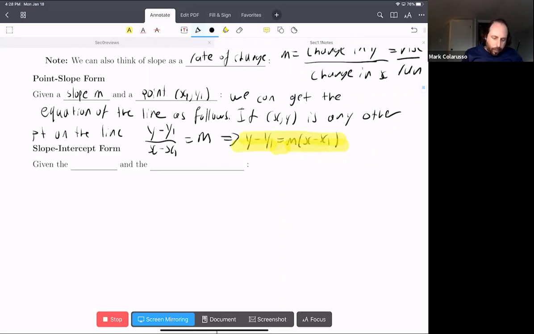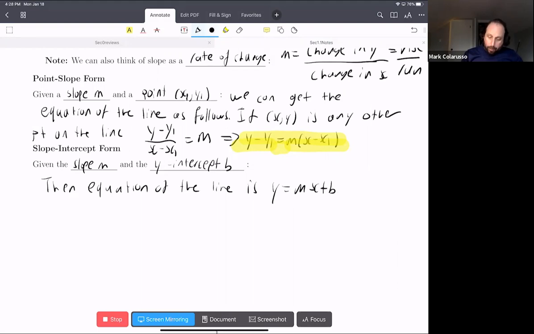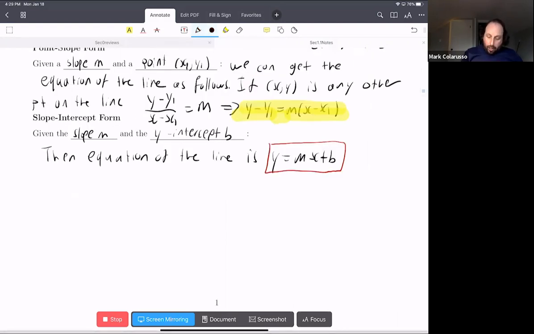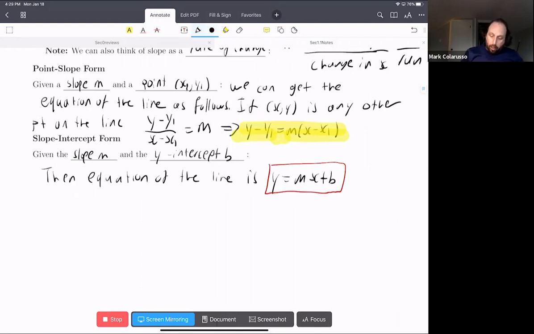So given the slope m and the y-intercept b, so slope and a point on the line, which happens to be the y-intercept, then the equation of the line in terms of this data is given as follows. y equals mx plus b. And we can get this equation easily from the point slope form, this equation here above, as follows.